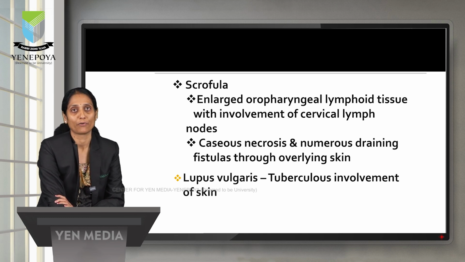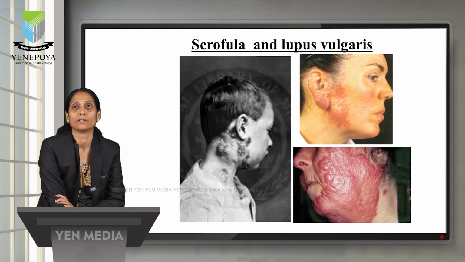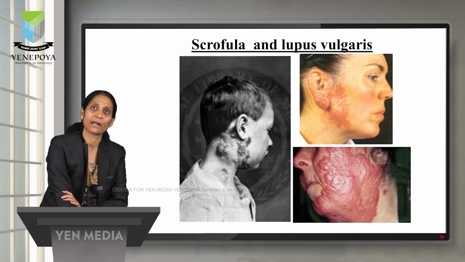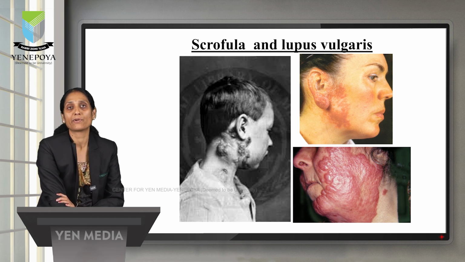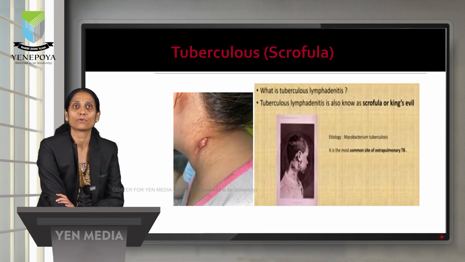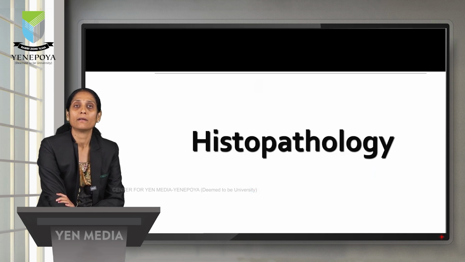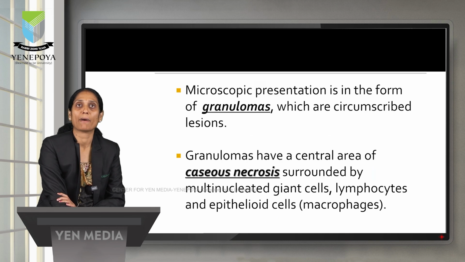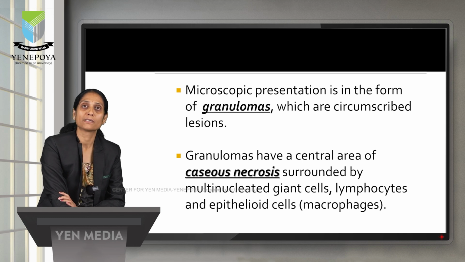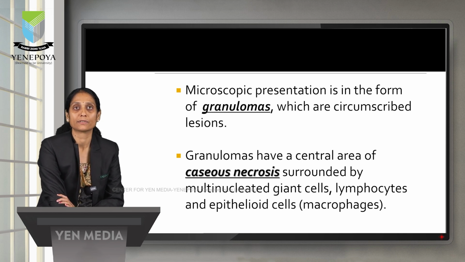So this is called scrofula, and overall involvement of the skin is called lupus vulgaris, as shown in the picture here. You can see the skin becomes totally reddish, and that is called lupus vulgaris. And the draining sinuses because of the cervical lymph node necrosis are called scrofula. This is the scrofula picture. Some more pictures show the involvement of tuberculosis in the central nervous system and other areas, such as osteomyelitis. Coming to the histopathology, the microscopic presentation is in the form of granulomas. As we discussed previously, granulomas are the circumscribed tubercular lesions.